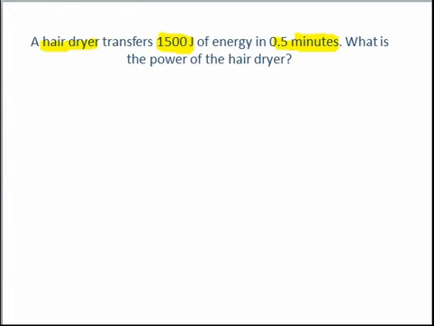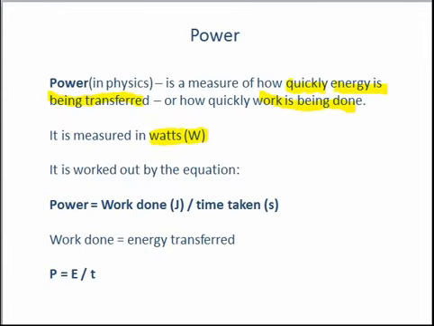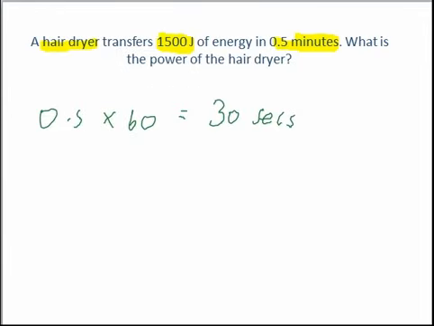So what do we do to convert 0.5 minutes into seconds? Well, there are 60 seconds in a minute, so we need to times 0.5 by 60, and it equals 30 seconds. And our equation is work done divided by time taken. So the work done is 1500 divided by 30 from our 30 seconds, and that equals 50 watts. So the hairdryer has a power of 50 watts.